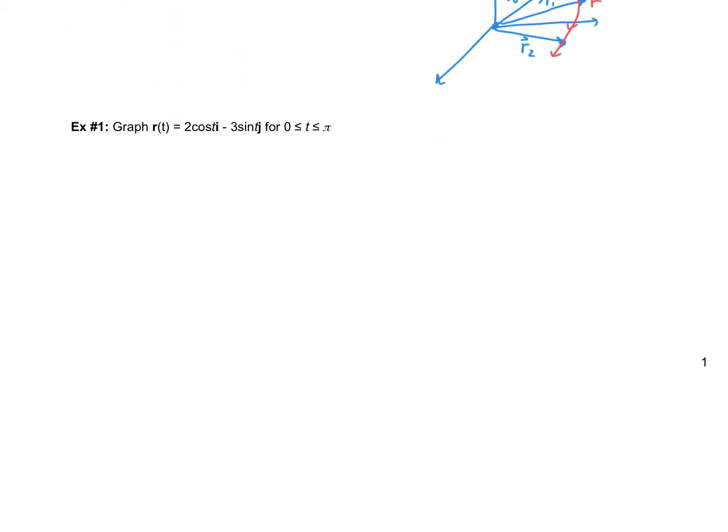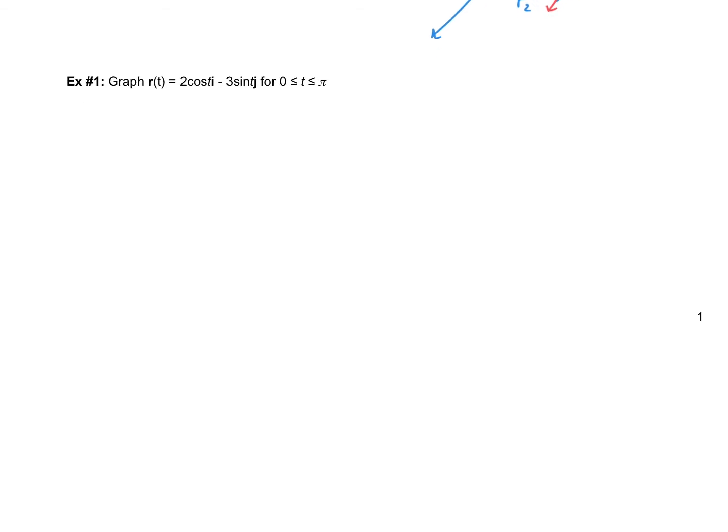So let's take a look at this example number 1. Graph r of t, which is 2 cosine of t i, subtract 3 sine of t j, and t is between 0 and 2 pi. Another way to represent this, just so you know before we jump into the graphing, is we can write it parametrically. So we can write x is equal to 2 cosine of t, and y is equal to negative 3 sine of t. So that is the parametric representation, and that might be helpful to you. My suggestion for you would be to make a table.